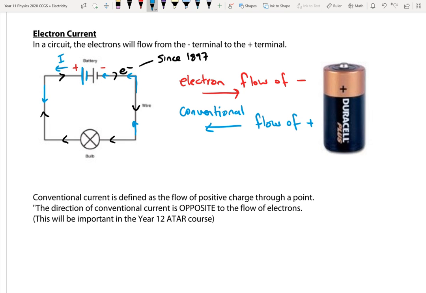And when J.J. Thomson in 1897 said, hang on guys, I've figured something out, it's actually the wrong way, the electrons are travelling from negative to positive, they went, oh no, oh crap, it doesn't matter. Because if you move 5 coulombs of electrons to the right, it's exactly the same as moving 5 coulombs of protons to the left. Moving a charge one way with a positive is the same as moving it the other way with a negative. So it didn't really matter. It's important in the Year 12 ATAR course, okay?